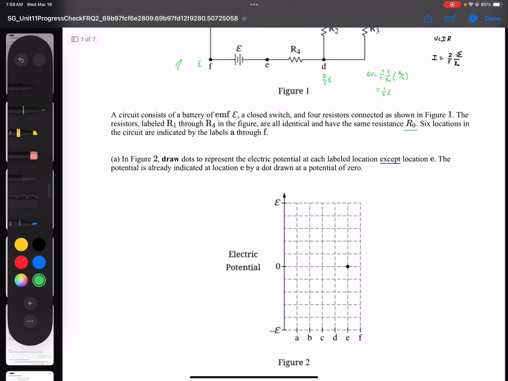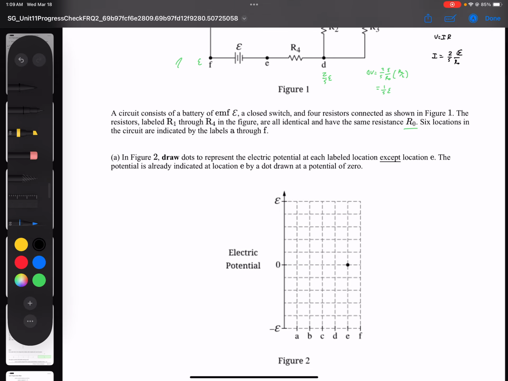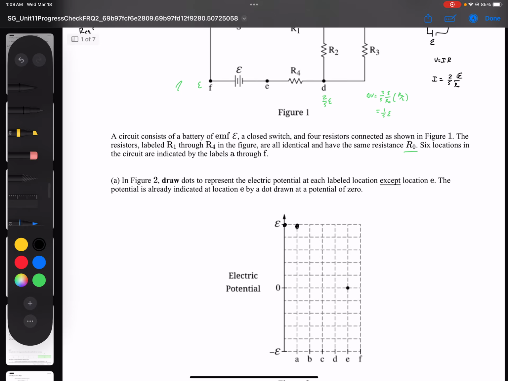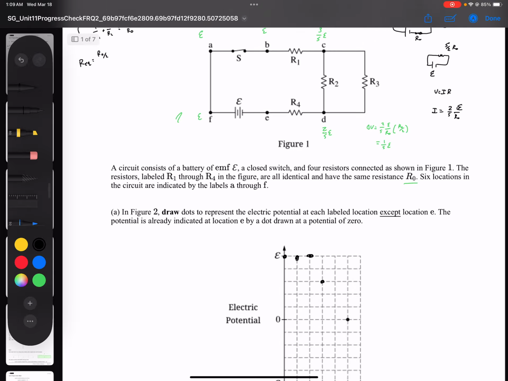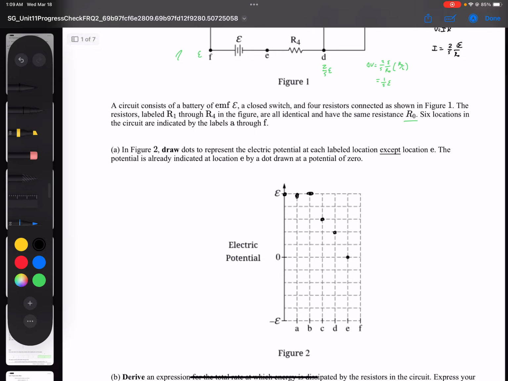So we say that point A is at epsilon. Oh, wait, whoops, that's not point A. This is point A. Point A is at epsilon. Point B is at epsilon. Point C is at 3/5 epsilon. So 1, 2, 3. All right, so that's point C, 3/5 epsilon. Point D is going to be at 2/5 epsilon. And point F is going to be at epsilon, because we know that point E is directly connected to the negative terminal of the battery. And that's pretty much it for that one.